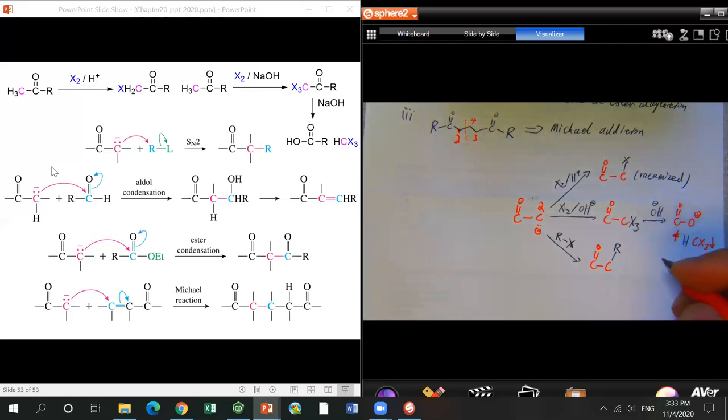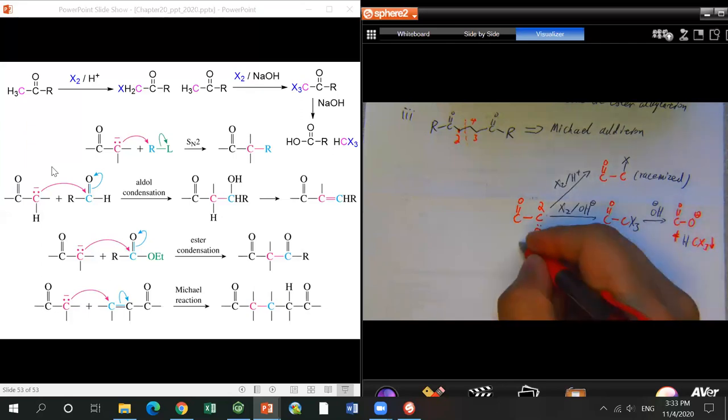But here we also learn two beta-carbonyl compounds, called acetoacetic ester and malonic ester. For both, you can use sodium alkoxide to remove the alpha hydrogens and do the alkylations. So just keep that in mind. It depends on what starting material you have. All right, and then next.